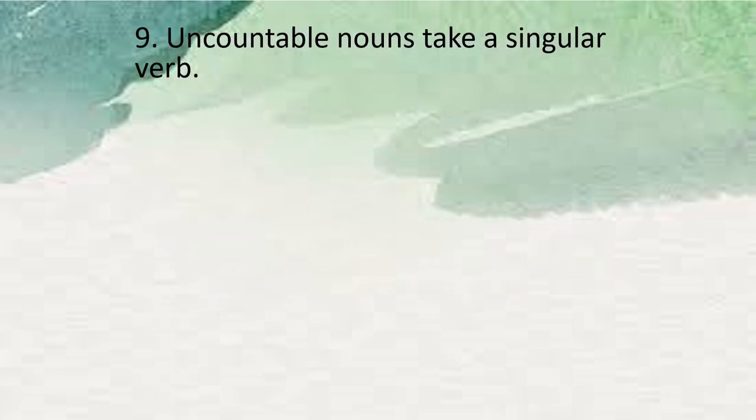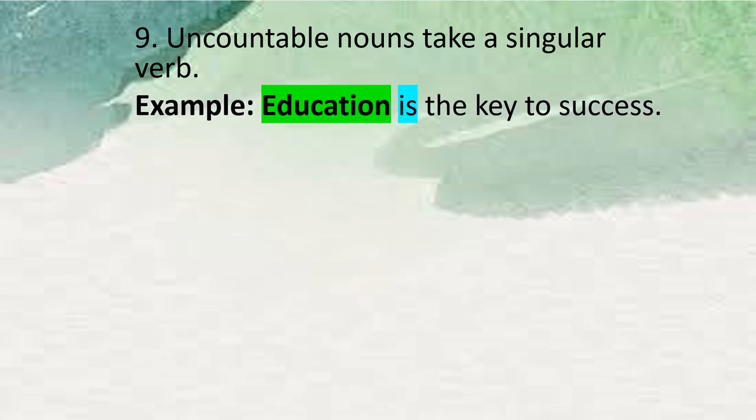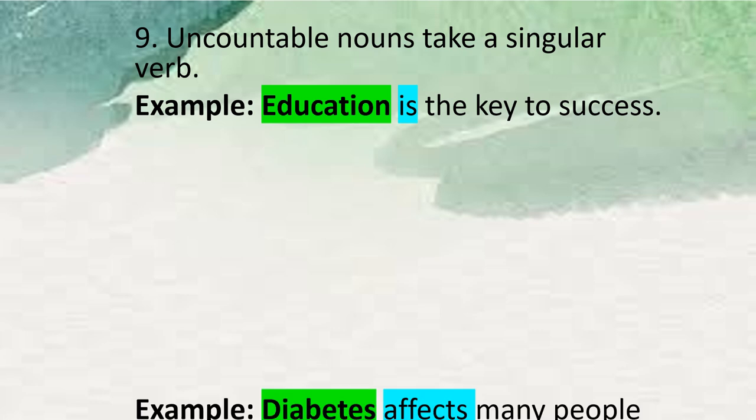Then we have the ninth. Uncountable nouns always take a singular verb. Take for example, education is the key to success. Education is singular, therefore it takes a singular verb. And education is an uncountable noun. We cannot count education, right?